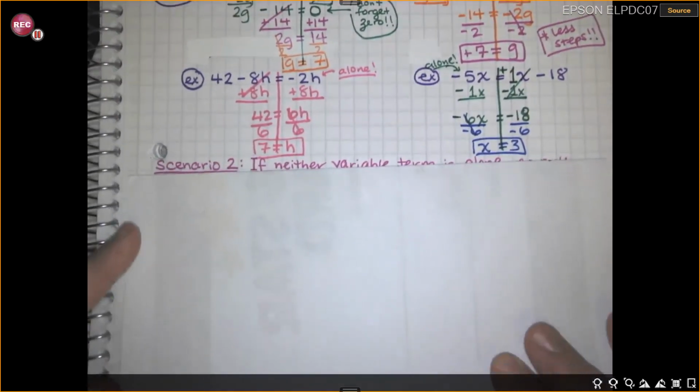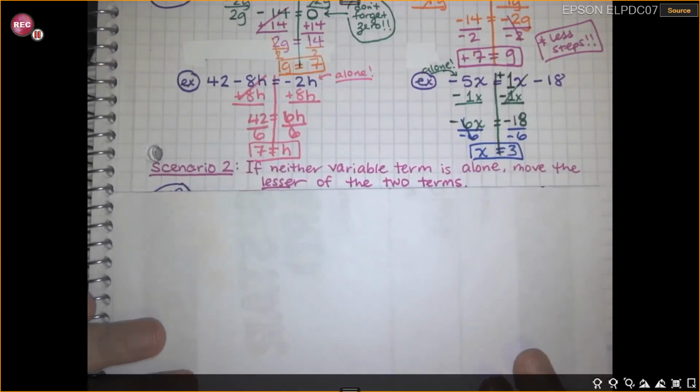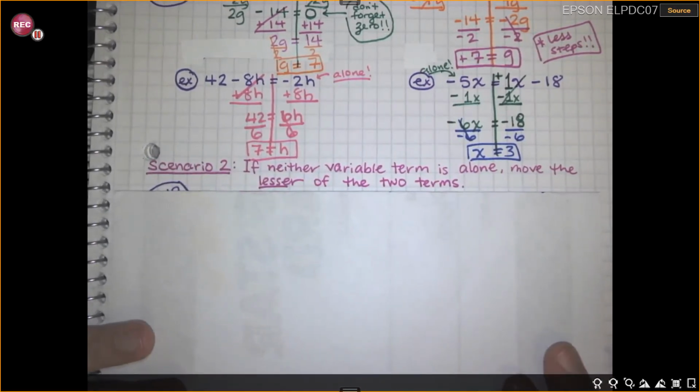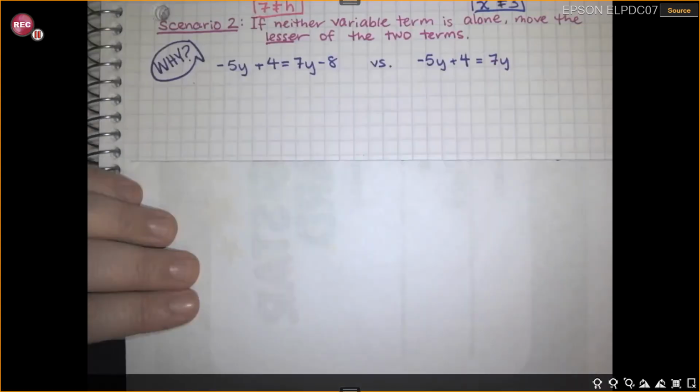Okay, well that's not the only scenario. I have scenario 2 here. And it says, if neither variable term is alone, they both have friends, move the lesser of the two. So I didn't say smaller, I said lesser because it could be negative, right? So you'll want to move the lesser of the two.